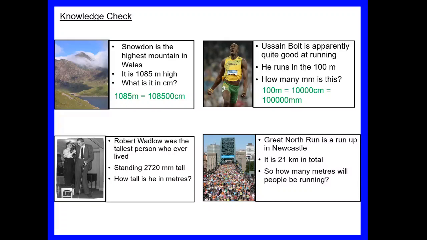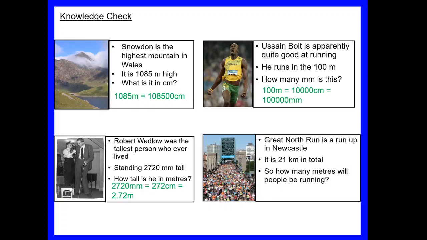Robert Wadlow was the tallest person who ever lived, so he stands at 2,720 millimetres tall, and we now want that in metres. So again, we've got to go the other way, so we've got to go to centimetres first and then to metres. So 10 millimetres per centimetre, so if I want to change to centimetres, I need to divide by 10 first of all. That gives me 272 centimetres, and there are 100 centimetres in a metre, so we need to divide by 100, so 2.72 metres.